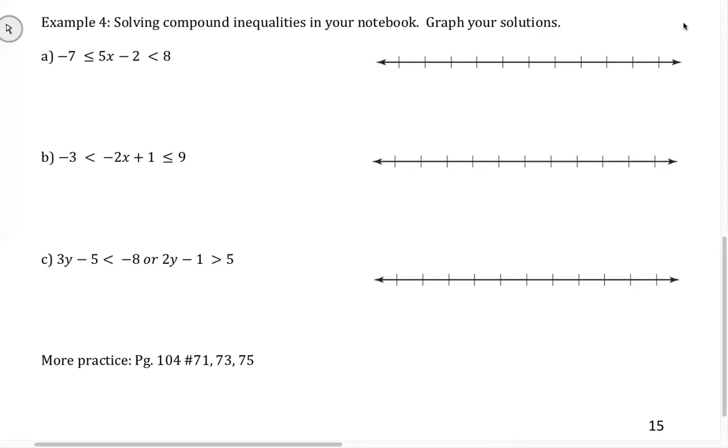Mr. Harmon, Yes, Jake. So when there's a variable between the two inequality signs, like when it's negative 2x plus 1, do you have to add the 1 to the other, to 9 and negative 3? Yep. So you add them to both sides? Yep. All right. Thanks. You got about another minute. Now I'm going to start going over them.